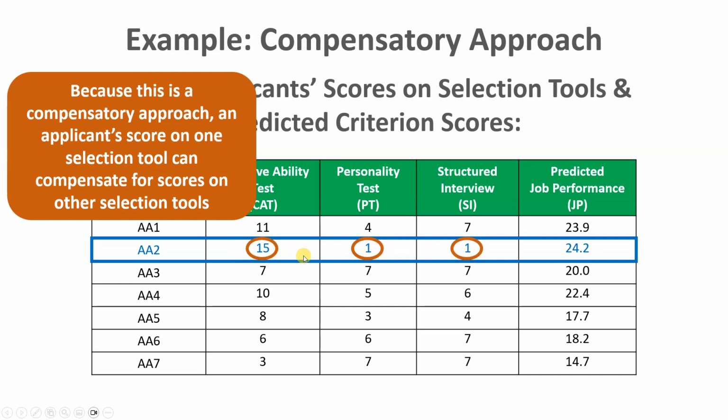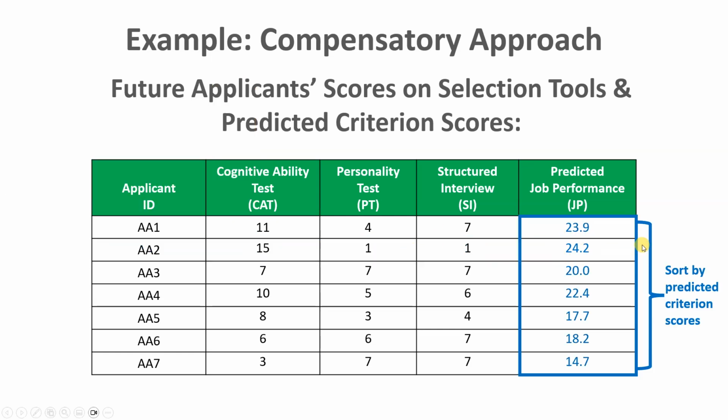So note here that this person scored the highest of all the applicants on the cognitive ability test, but scored the lowest on the personality test and the structured interview. Yet, if you look at their predicted job performance based on our multiple linear regression predictions, you'll see that they actually had the highest predicted criterion score, or in other words, highest predicted job performance out of all of the applicants. So again, because this is a compensatory approach, an applicant's score on one selection tool can compensate for scores on the other selection tools. So again, here's that predicted criterion score there.